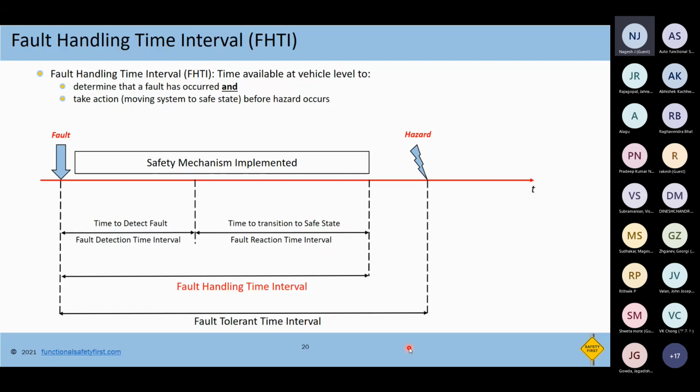One is the time to detect the fault, because you need to confirm, so that you do not end up acting on some spurious problematic input. So you need to ensure that you debounce your fault for a sufficient time. And then once you confirm, you need some time to move your system to a safe state. So your fault handling time interval is the combination of the time to detect the fault and the time to transition to a safe state. That becomes your FHTI, and this obviously will have to be less than the FTTI.